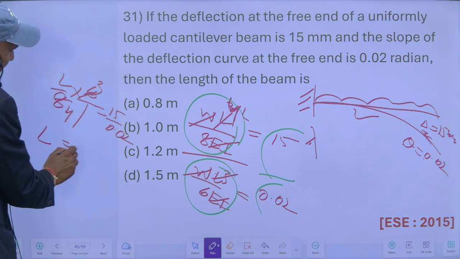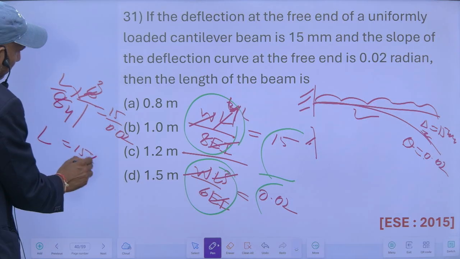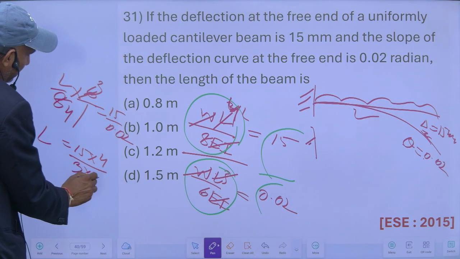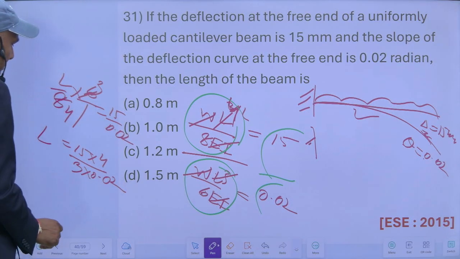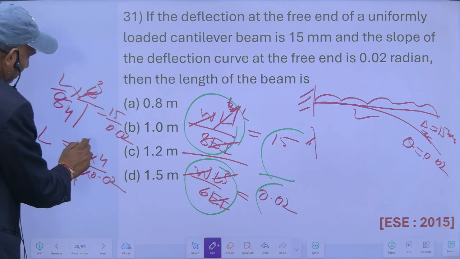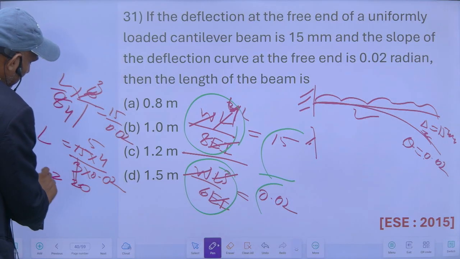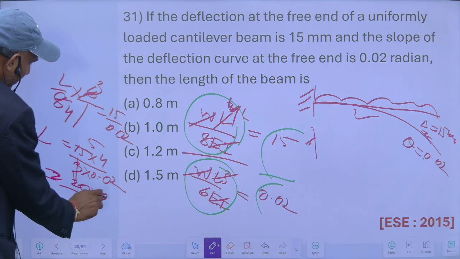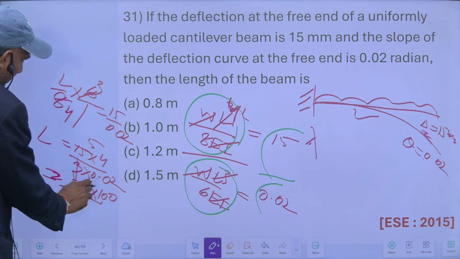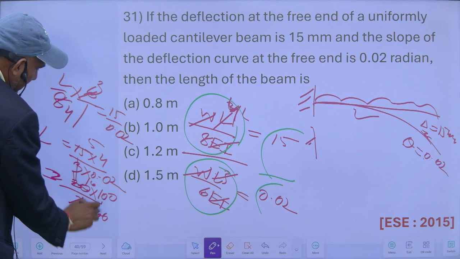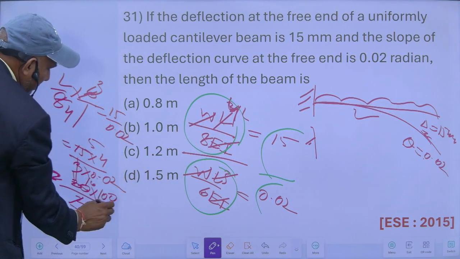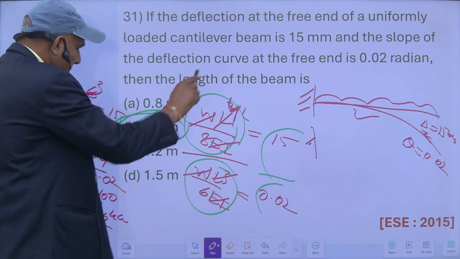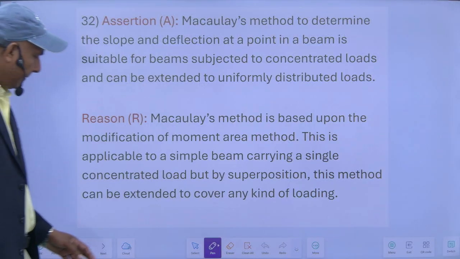So L is equal to 15 into 4 by 3 into 0.02. So this will be 20 upon 0.02, which means 2 upon 100. So this will be 1000 mm. Since this is in mm, this is in mm, so 1000 mm is 1 meter. This is the right answer.